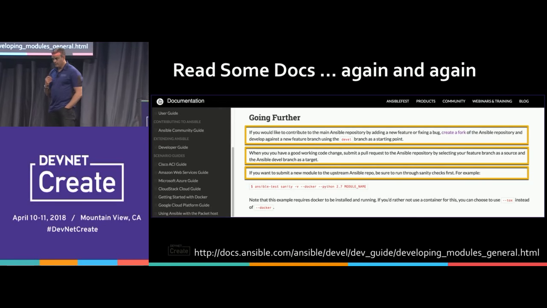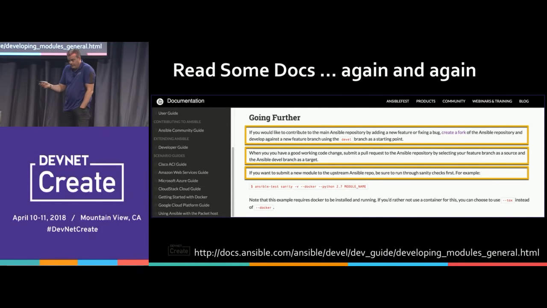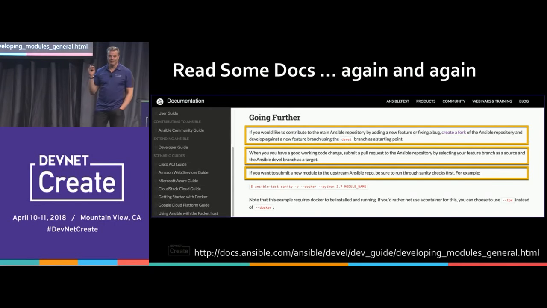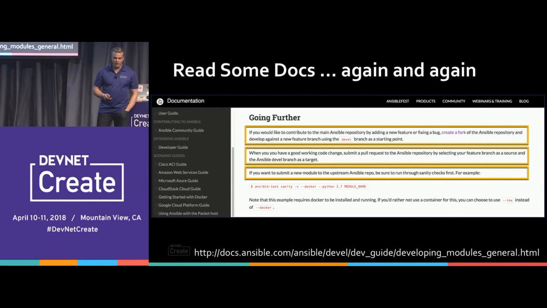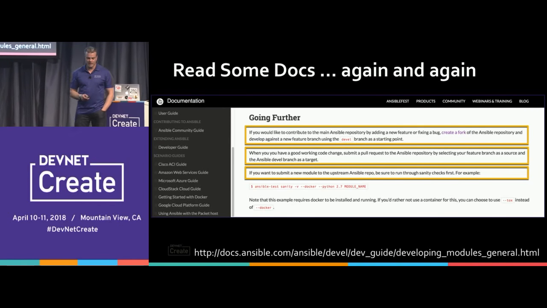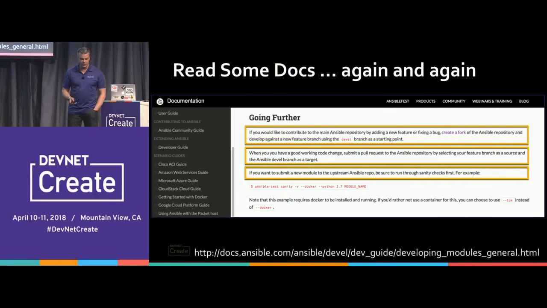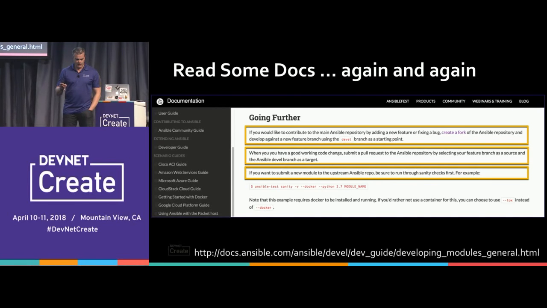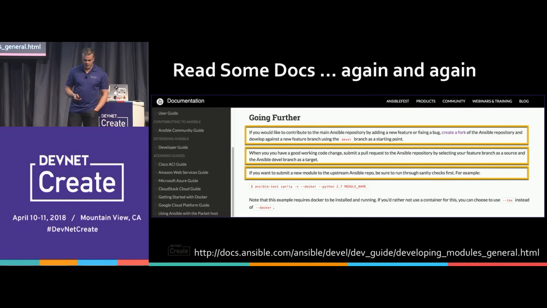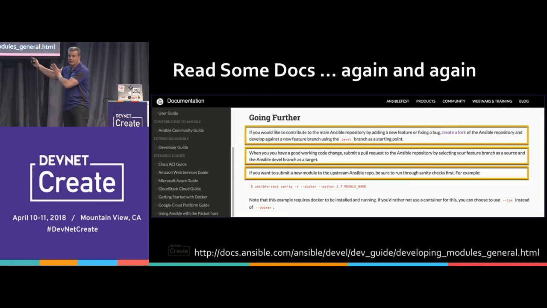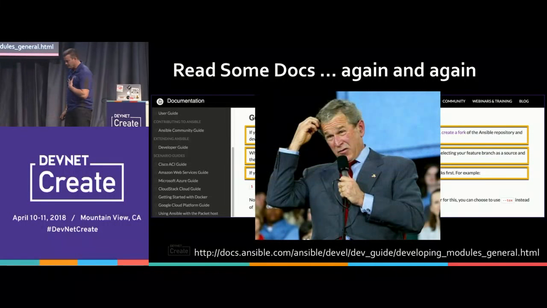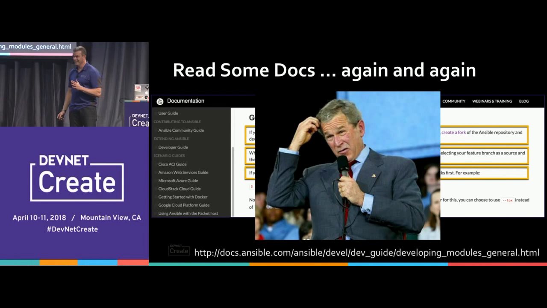I'm going to say the guy that wrote this doc, or the gal, I'm going to be fair on both sides, you left a little bit of info out. When you have good working code, submit a pull request to the Ansible repository by selecting your feature branch as a source and the Ansible develop branch as a target. Okay, now I'm getting upset. If you want to submit a new module to the upstream Ansible repo, be sure to run through sanity checks first. For example, this sanity check. And that's all it says about contributing to Ansible. That's all it says. So I'm a little upset now, because I just don't know what to do. Follow my path. All right?